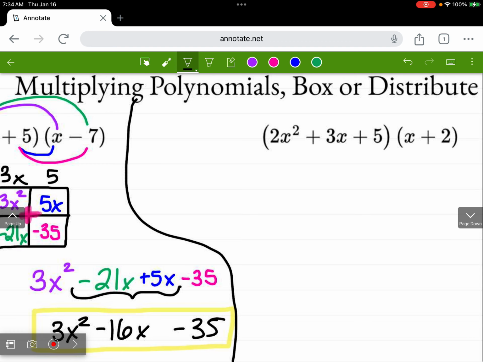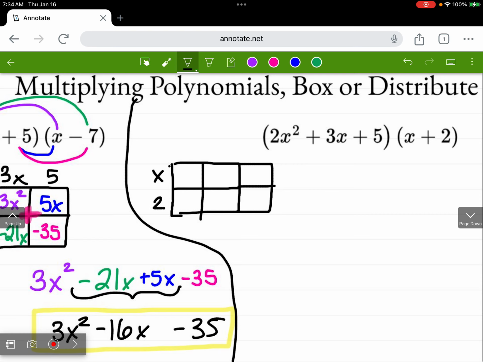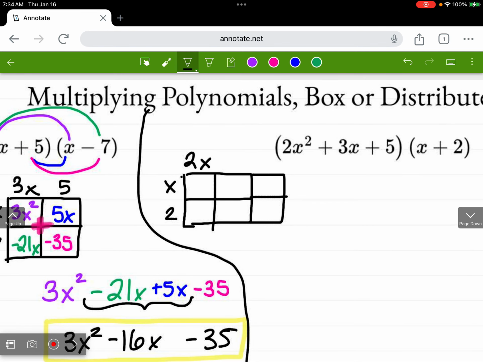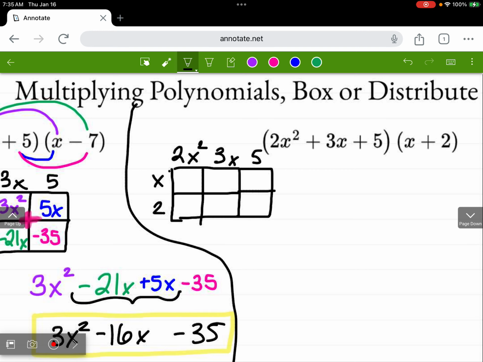Again, you can do this with the box or you can do it with distribution. I do tend to do it with distribution just because the box tends to take up a lot of space. But if you want to do it with the box, the only thing you need to change is instead of doing it as 2 by 2, I need another set. So it would have to be a 2 by 3 box. So we would have our x plus 2 and our 2x squared plus 3x plus 5. And then you do the exact same thing. You multiply the pieces in, you add them up, we combine like terms. Totally fine. I just tend to do it distribution-wise because it takes up less space.